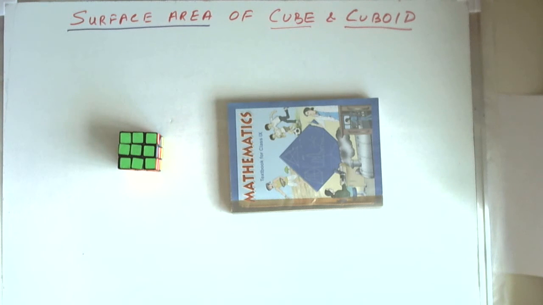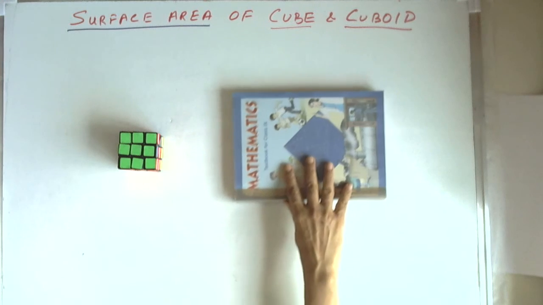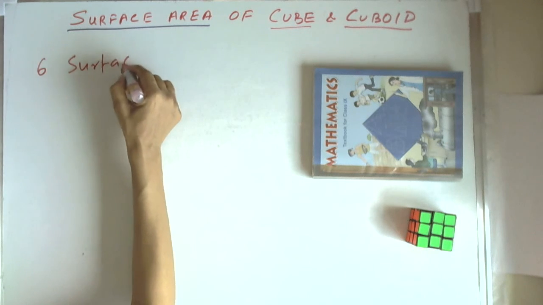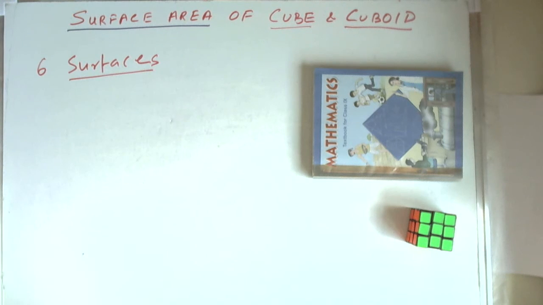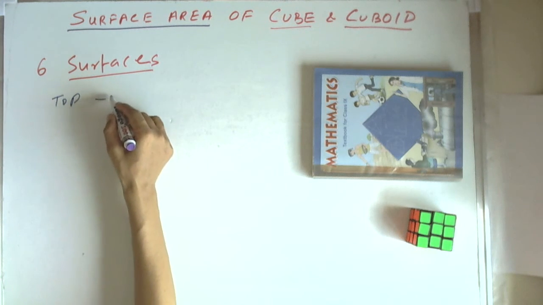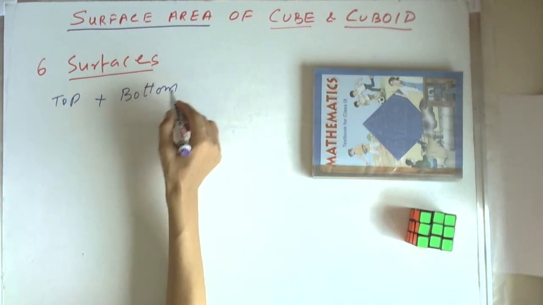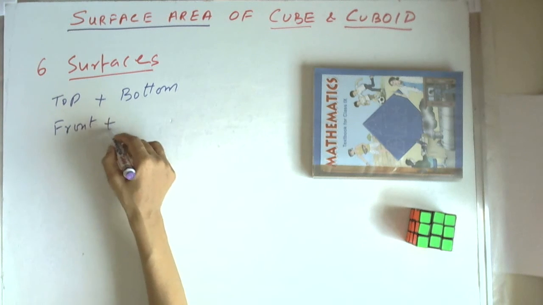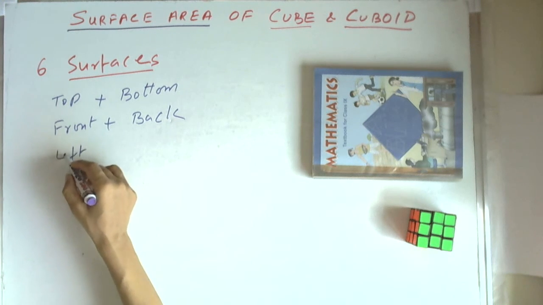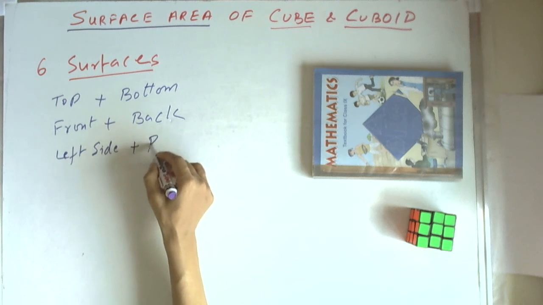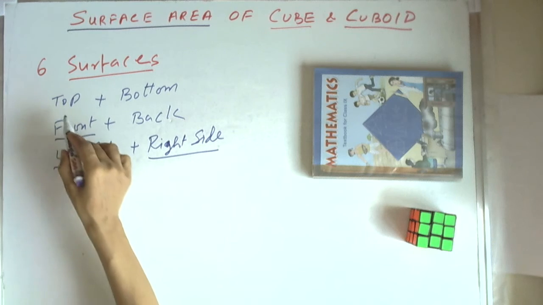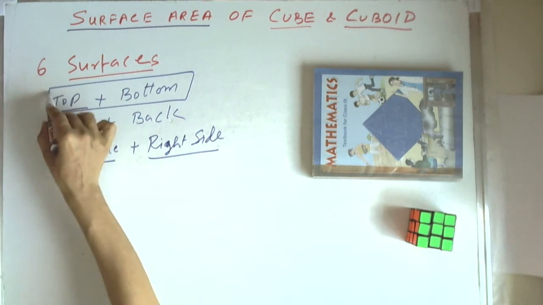Now, how many surfaces are there for a cube or a cuboid? There are 6 surfaces. So let me just put it on the side. So there are 6 surfaces, and these are top and bottom, and then front and back, and left side, and then right side. So we have front, back, and these two, top and bottom.